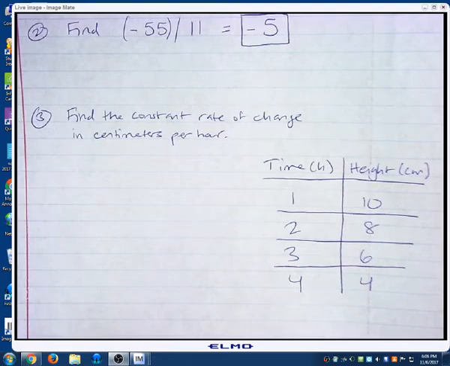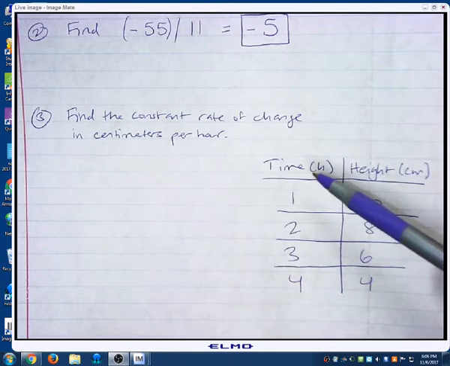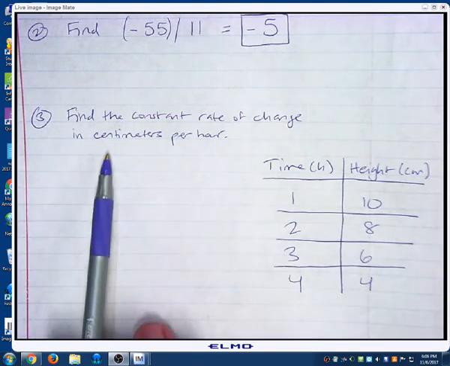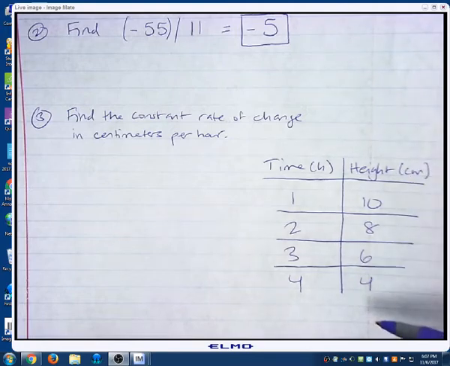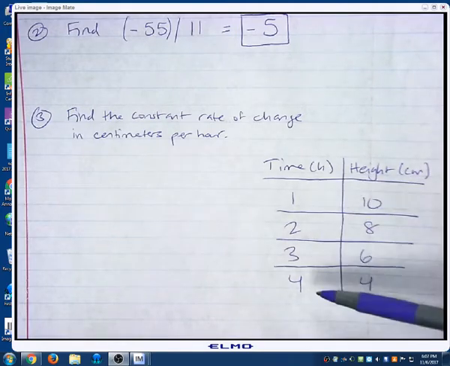All right, so it says for number 3, find the constant rate of change in centimeters per hour. So this is actually going back to when we did rate of change. It was in chapter 1, so it was a while ago. Just to refresh your memory, what I'm going to do is find out the increase in the height over the increase in time because I'm trying to find centimeters per hour. So on top is going to be my y variable, which is height, and then on the bottom it's going to be time, which is hours.